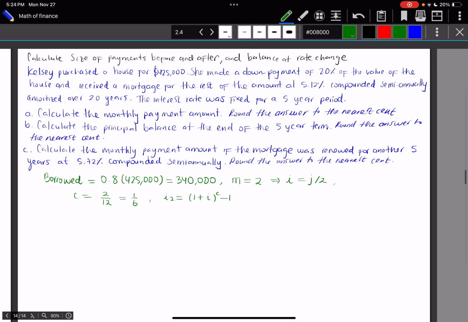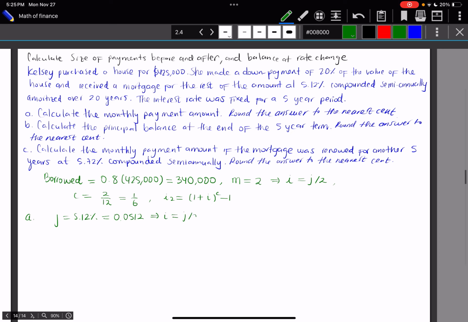Now let's start working on part A of this problem. Let's find the monthly payment amount that corresponds to the payment of this loan of $340,000 amortized over 20 years, and the nominal interest rate is 5.12% compounded semi-annually. So here J is 5.12%, or in other words 0.0512. With that value of J, we can find I and I2.